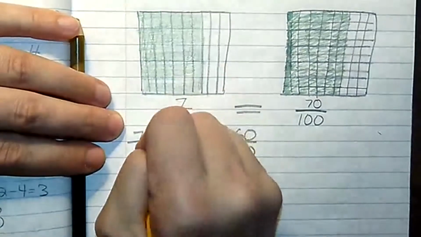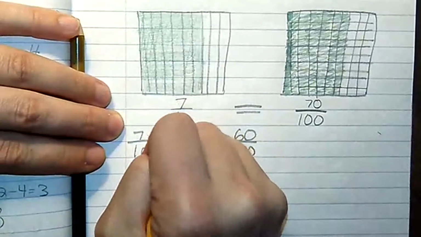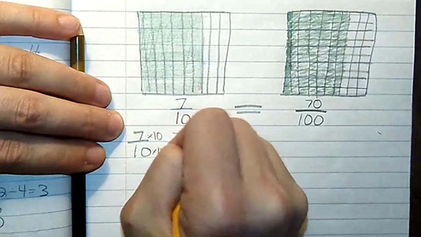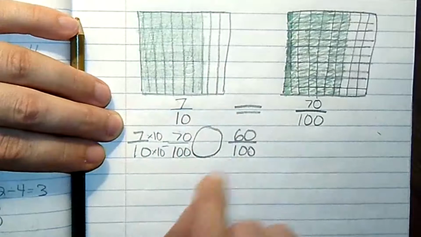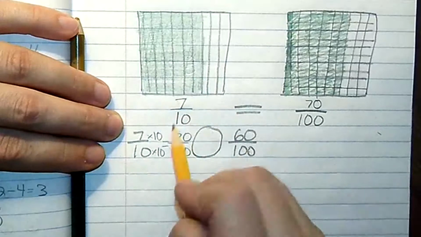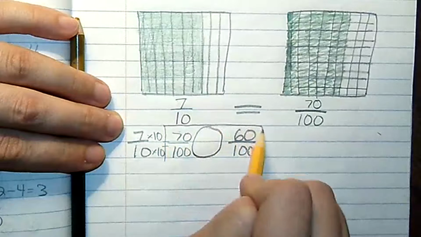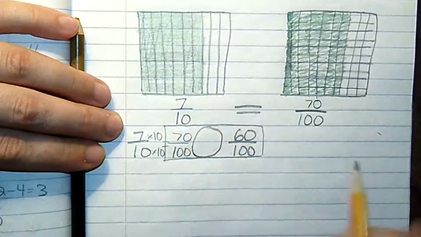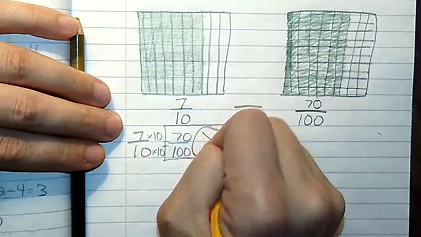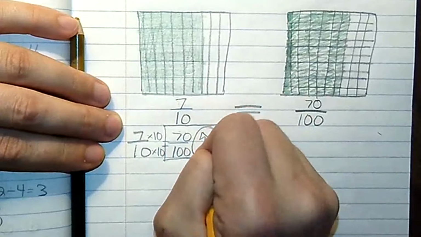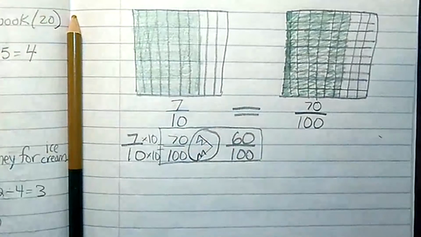The trick here is we could multiply by 10 on the top and multiply by 10 on the bottom, and we would end up with 70/100. And now that they're both split into hundredths, it's so much easier to see. Would you rather have 70/100 or 60/100? I would rather have 70/100. So the hungry alligator eats the fraction that's greater.